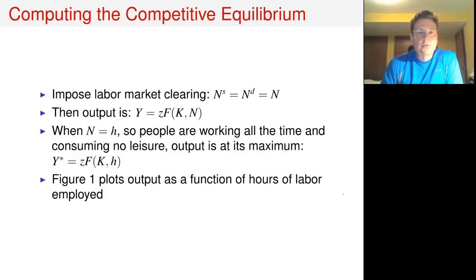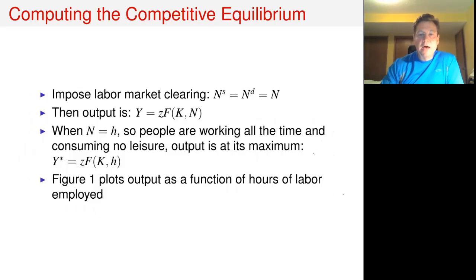Now we are going to turn to describing how we compute the competitive equilibrium. So remember that what we're doing here is we're going to pull together the behavior of consumers and the behavior of firms. And for it to be an equilibrium, we have to ensure that their behavior is consistent with each other. So the first thing we're going to do is impose market clearing, which just says that the supply of labor equals the demand for labor.